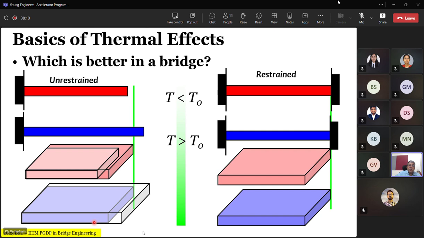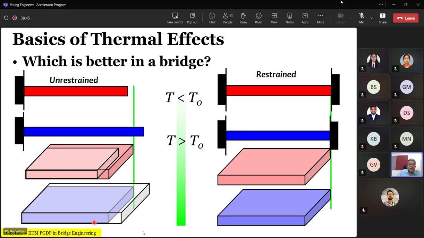Assuming that the foundations are infinitely rigid, is it possible to restrain such a superstructure? Yes or no? So therefore, this is the one fundamental reason all our bridges have arrangements for deformation.